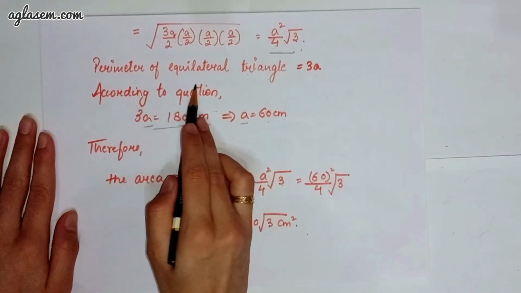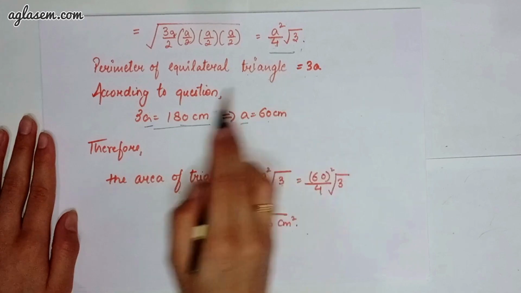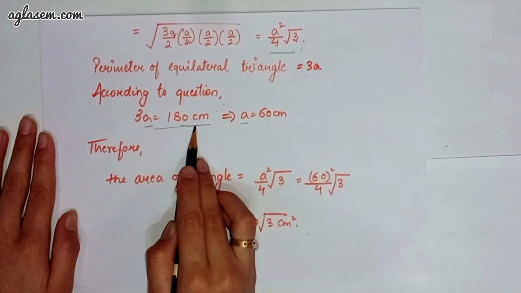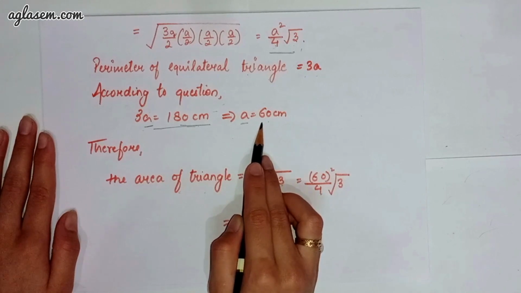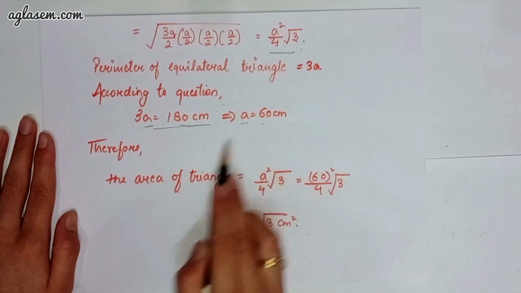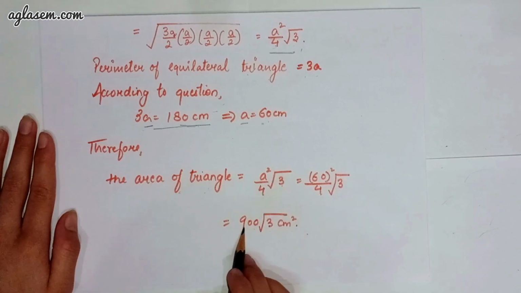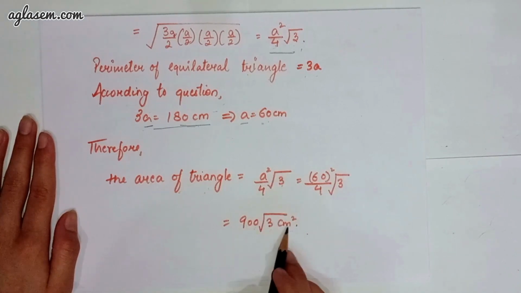So the perimeter of an equilateral triangle is 3a. According to the question, 3a is equal to 180 centimeter because this is the perimeter. So a will become 60 centimeter. So the area of the triangle, a square root 3 divided by 4, will give you 900 root 3 centimeter square.